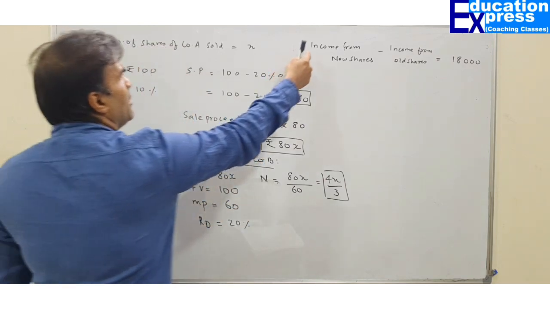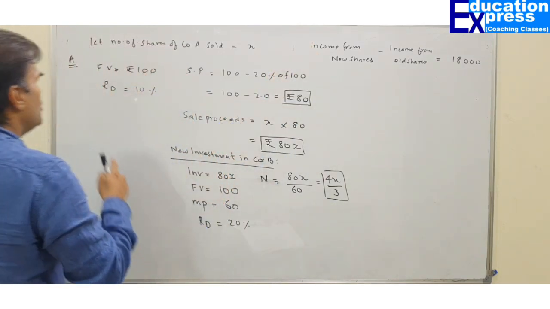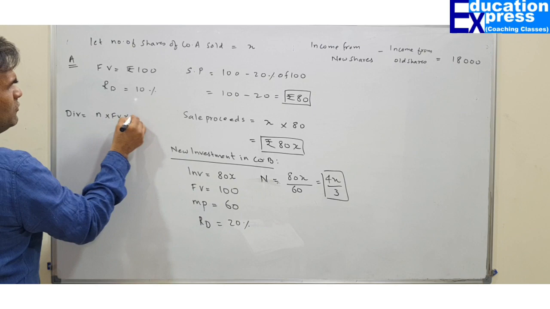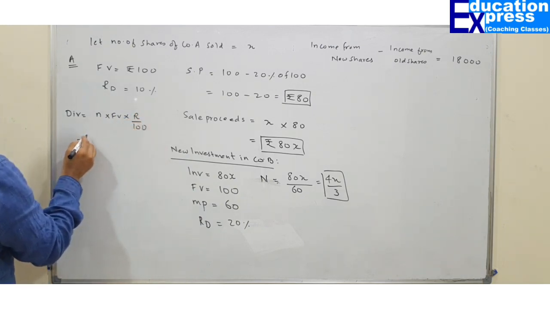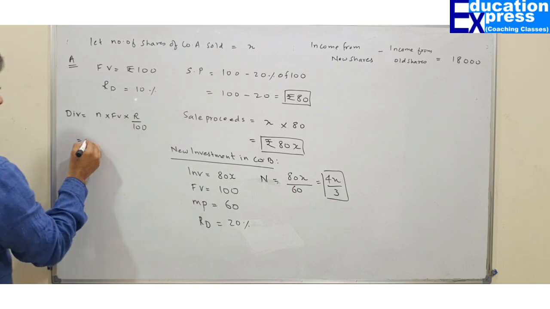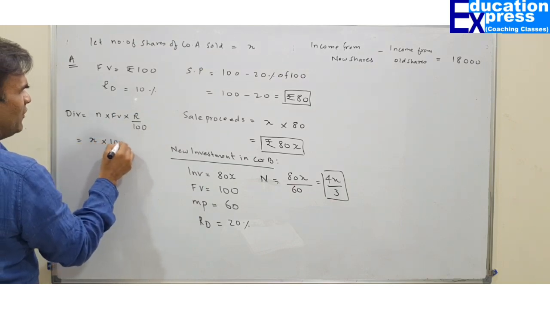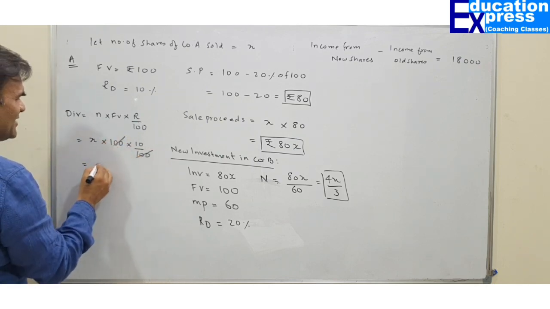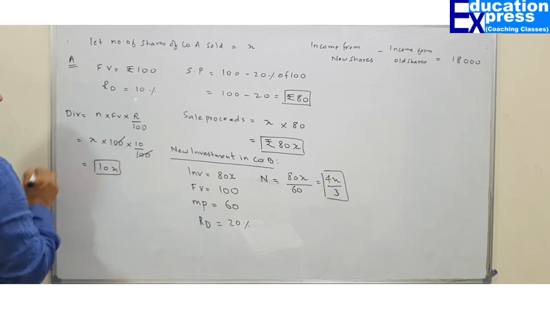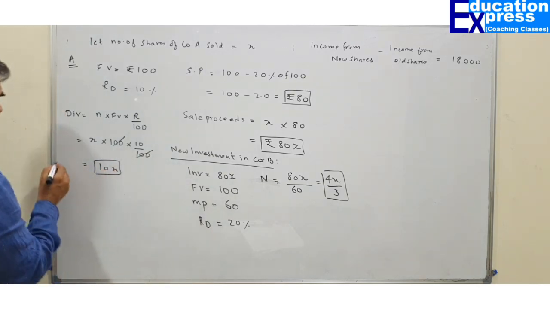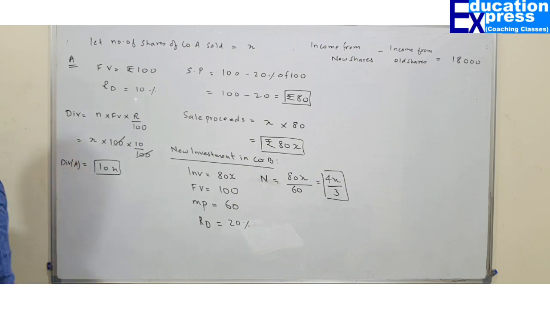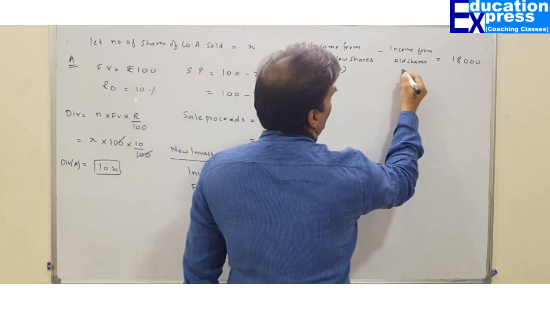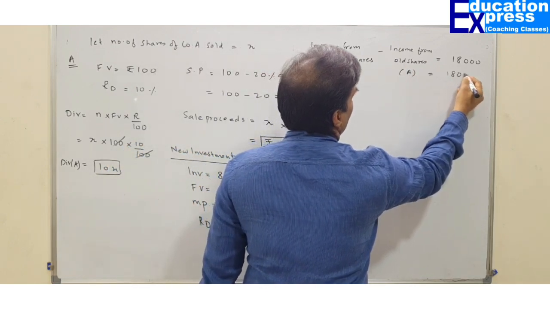Now when I am talking about income, what are we talking about? Sir, we are talking about dividend. So can you tell me the dividend on these shares? Sir, dividend would be number of shares, face value, rate upon 100. So we are selling x shares. Face value 100, rate of dividend 10%. Cancel, 10x. So this is the dividend from company A, 10x. Income from new shares, that means company B, minus income from company A is 18,000.